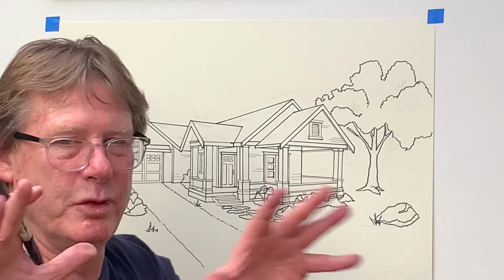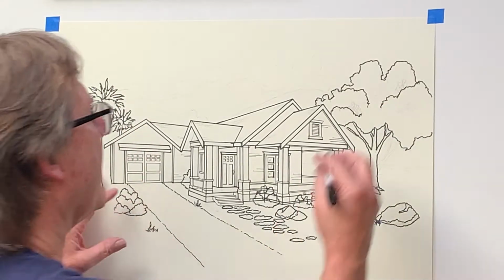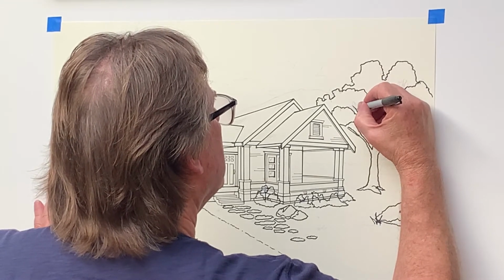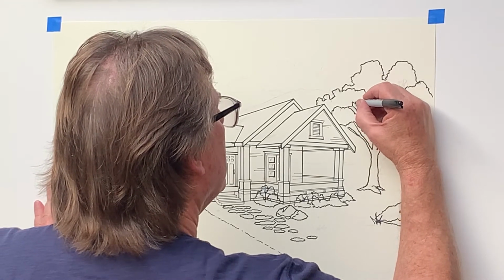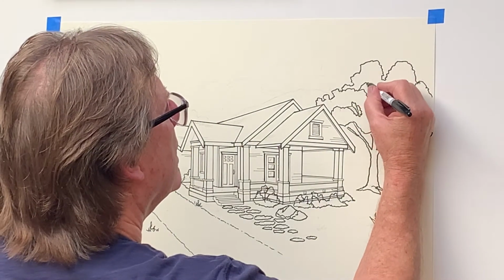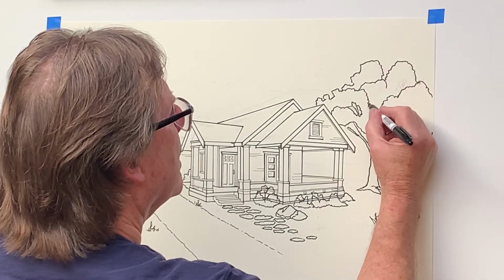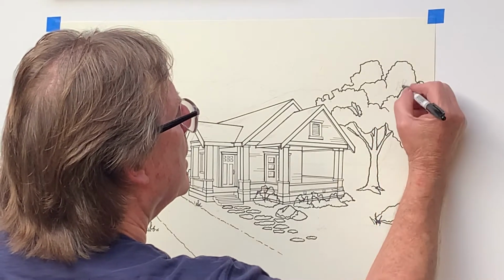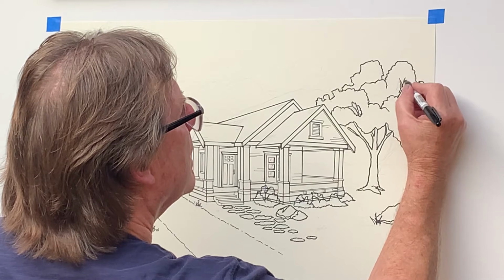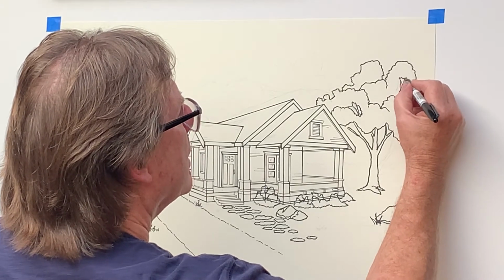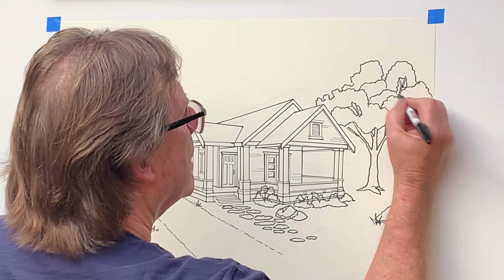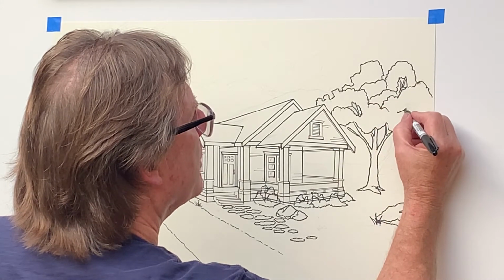Sometimes we see through trees. This is what we call sky holes. Maybe you see a little indication of a branch up there sticking through. You'll see a little negative space in the background. Let's put another little sky hole up here. One more, maybe.